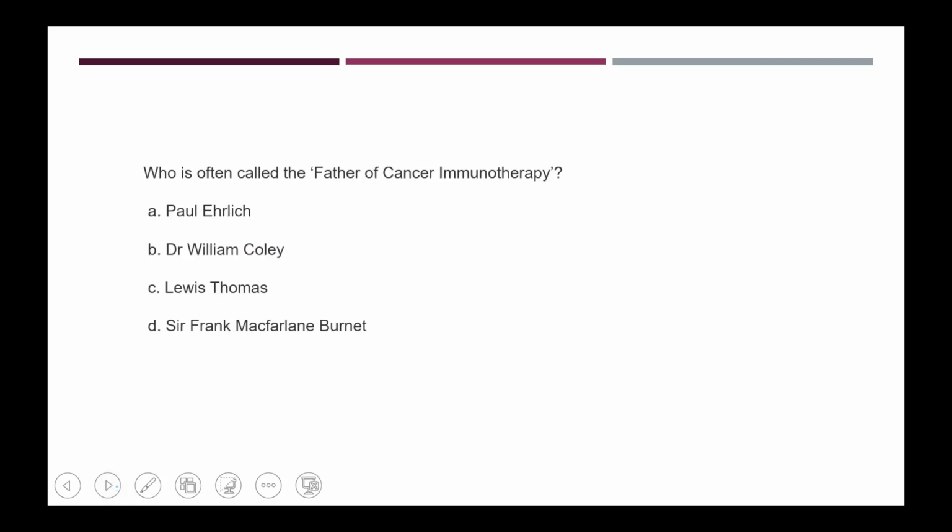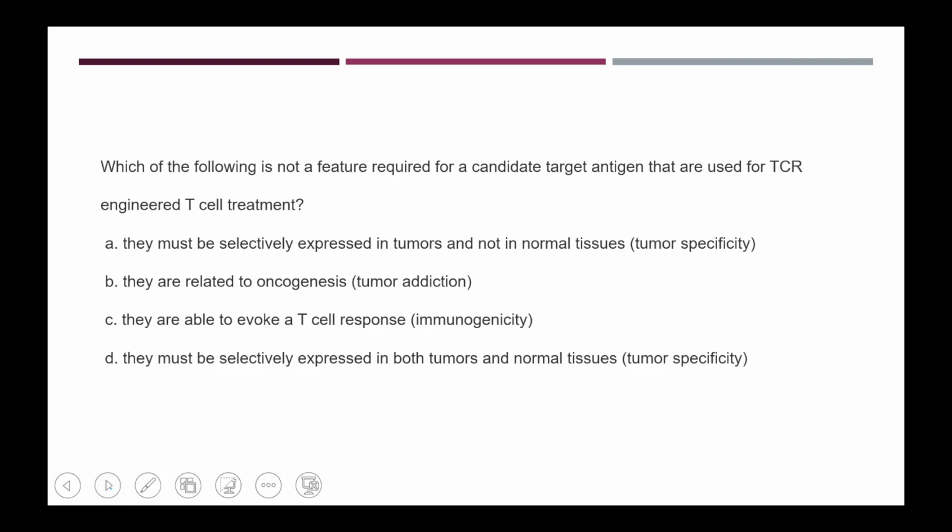So which of the four was often called the father of cancer immunotherapy? It is Dr. William Coley, who first used immune cells to treat cancer. That is where immunotherapy became popular from, where he used a certain kind of bacteria, which they call Coley's toxin, and he used that to treat several kinds of cancers.